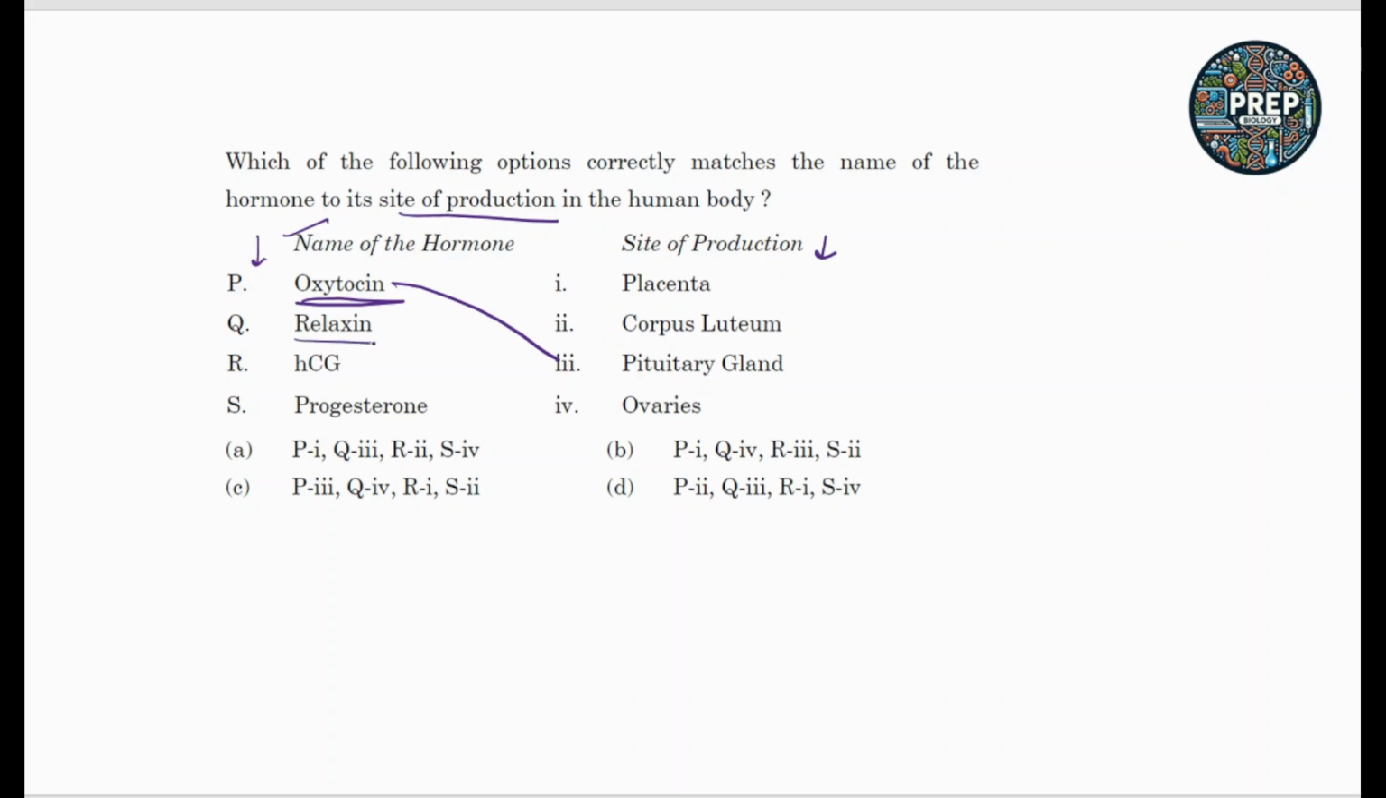Okay, relaxin hormone is produced by the ovaries. HCG, what is HCG? Human chorionic gonadotrophin. This is the hormone which is produced by the placenta, and progesterone is released by the corpus luteum. So P with third, Q with fourth, R with first and S with second. The answer is answer number C.